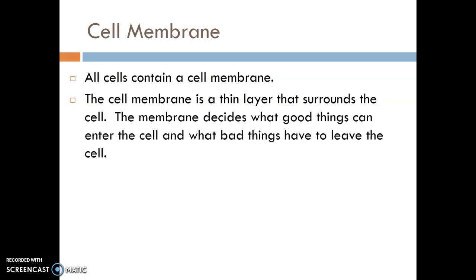So, a cell membrane. All cells contain a cell membrane. That means a plant and an animal cell, if you look at a diagram, are going to have that cell membrane. The cell membrane is a thin layer that surrounds the cell. The membrane decides what good things can enter the cell and what bad things have to leave the cell. So, in short, the cell membrane controls what enters and exits the cell. I would jot that down if I were you. That is a simple and easy way to remember the cell membrane.